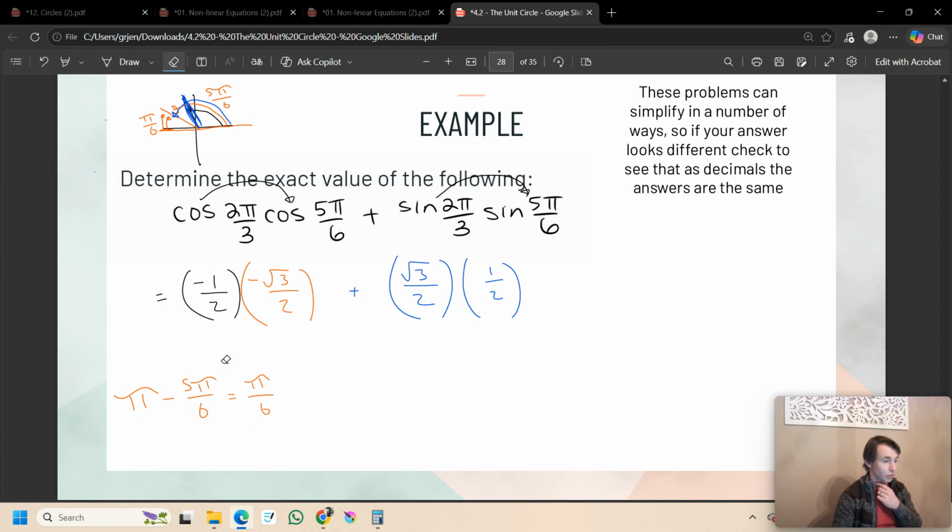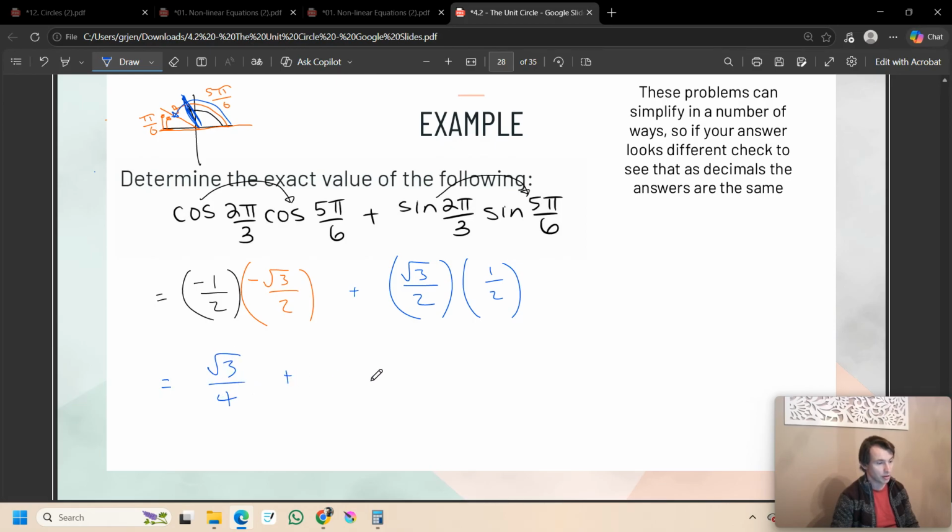So now we just have to do it. Right? And then simplify. Don't go doing decimals. Stick with the fractions and the rational expressions that you're not used to. Okay, so we multiply here and we get root 3 on 4 plus root 3 on 4, and that's equal to root 3 on 2.